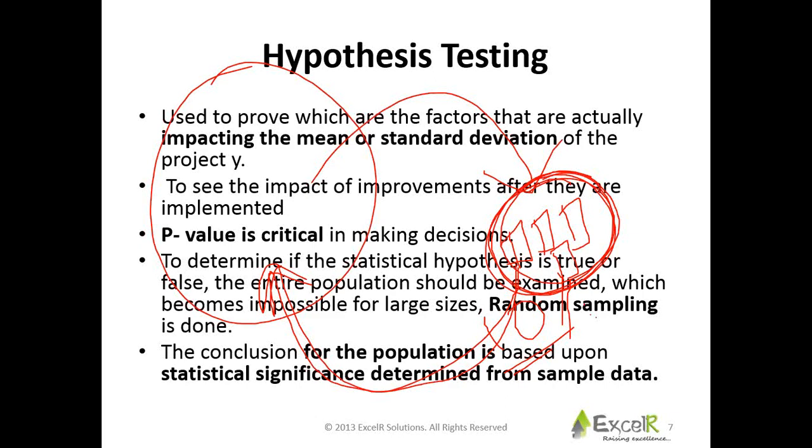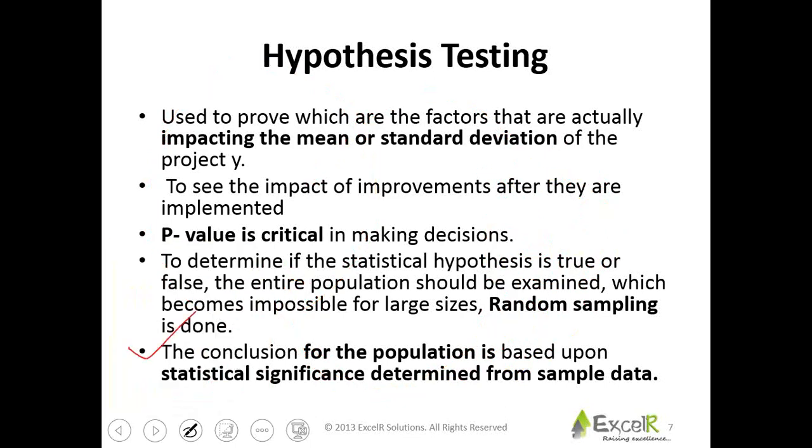And that is based on simple random sampling. The next thing is the conclusion. The conclusion for the population is based upon statistical significance, which is determined from sample data. So whenever you are making statements about the population, you always use a sample and then make the statements. From that sample, you are going to make statements about your population. That is what your entire hypothesis testing is all about.